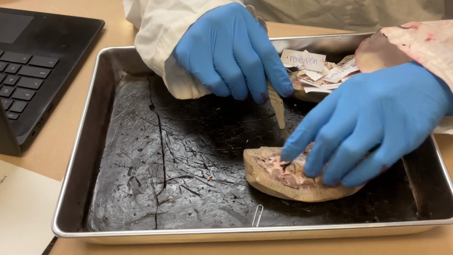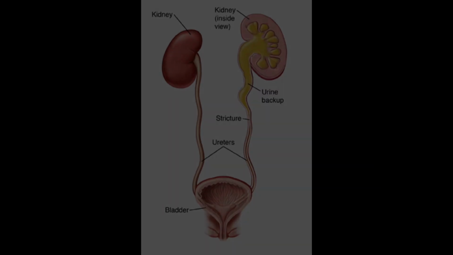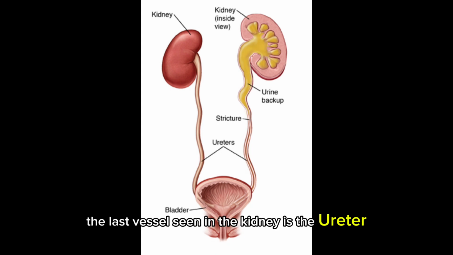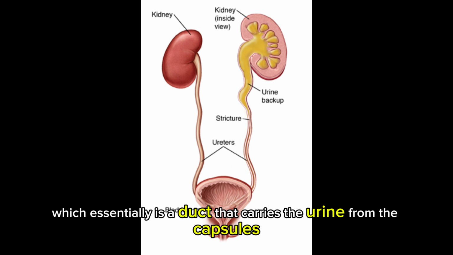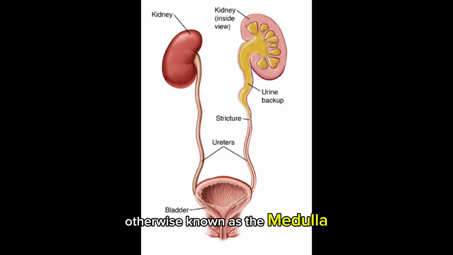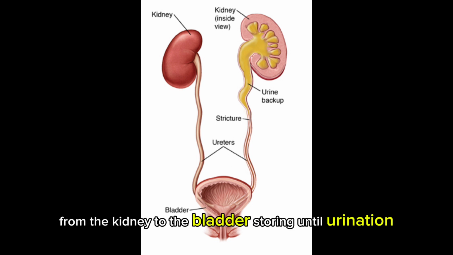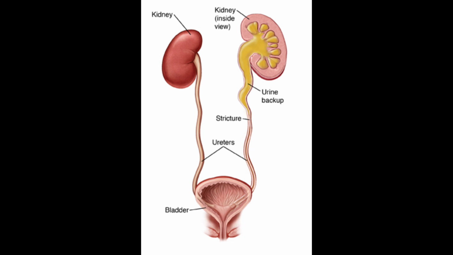Right here we have the ureter. The last vessel seen in the kidney is the ureter, which essentially is a duct that carries the urine from the capsules, otherwise known as the medulla, from the kidney to the bladder, storing it until urination.